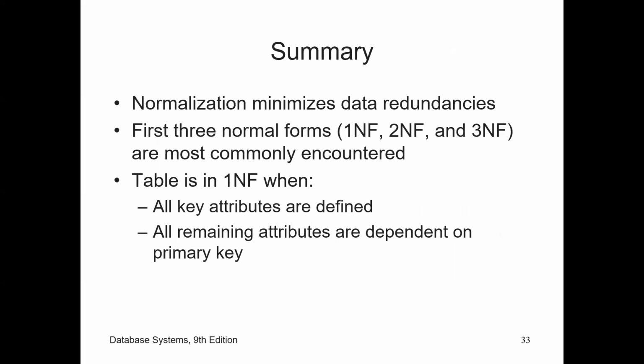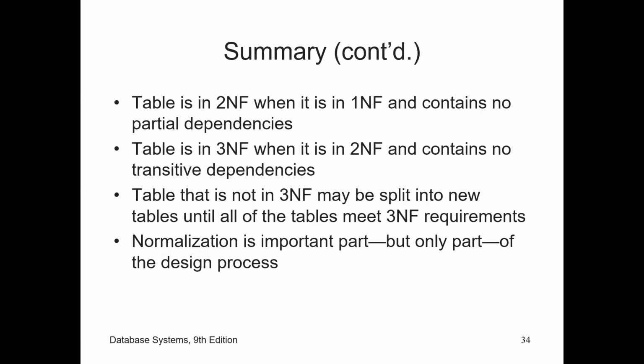Summary. Normalization minimizes data redundancies. The first three normal forms, first normal form, second normal form, and third normal form, are most commonly encountered. A table is in first normal form when all key attributes are defined and all remaining attributes are dependent on the primary key. A table is in second normal form when it is in first normal form and contains no partial dependencies. A table is in third normal form when it is in second normal form and contains no transitive dependencies.